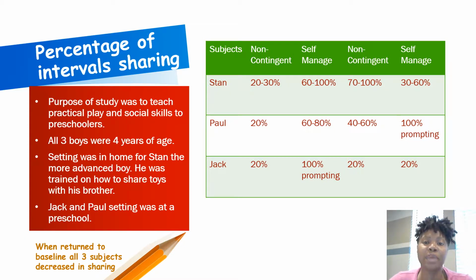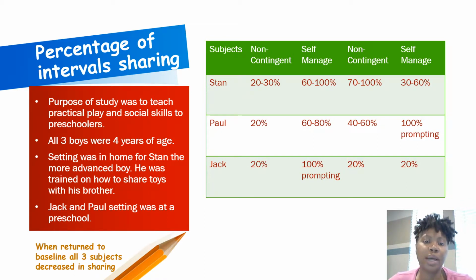During the self-management of him taking the tokens, it was 60 to 100% with very minimal verbal prompting. The second non-contingent session, it was 70 to 100%. And the last self-management trial, he was actually socially interacting and taking tokens with a 30 to 6%.